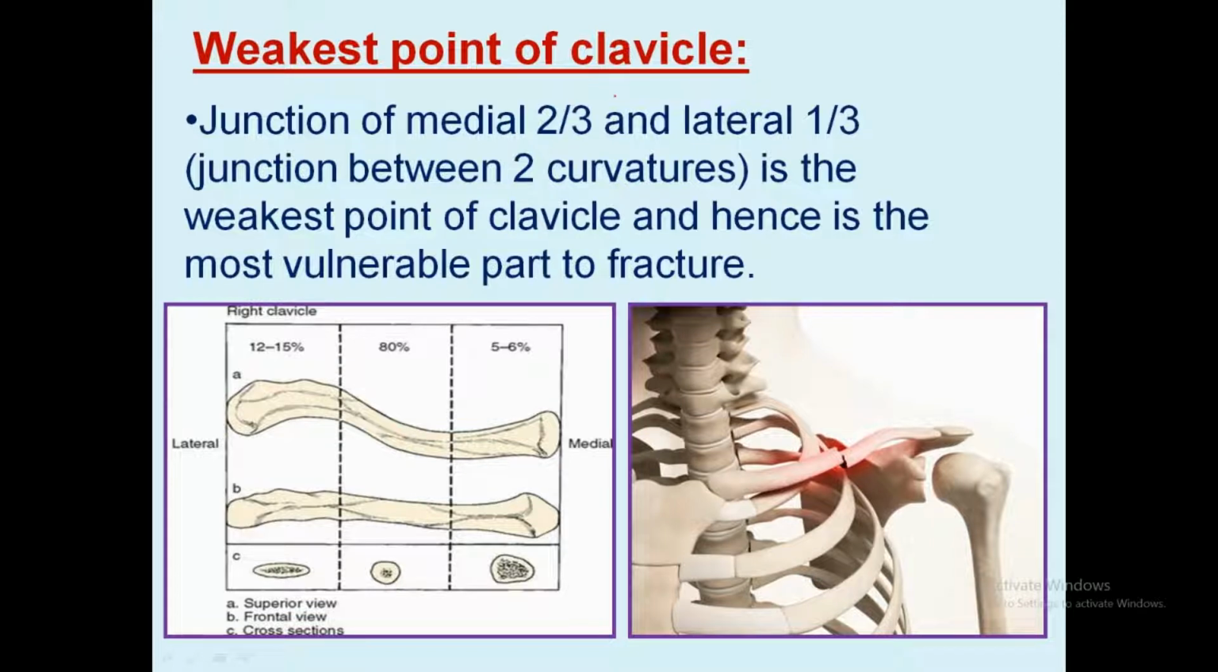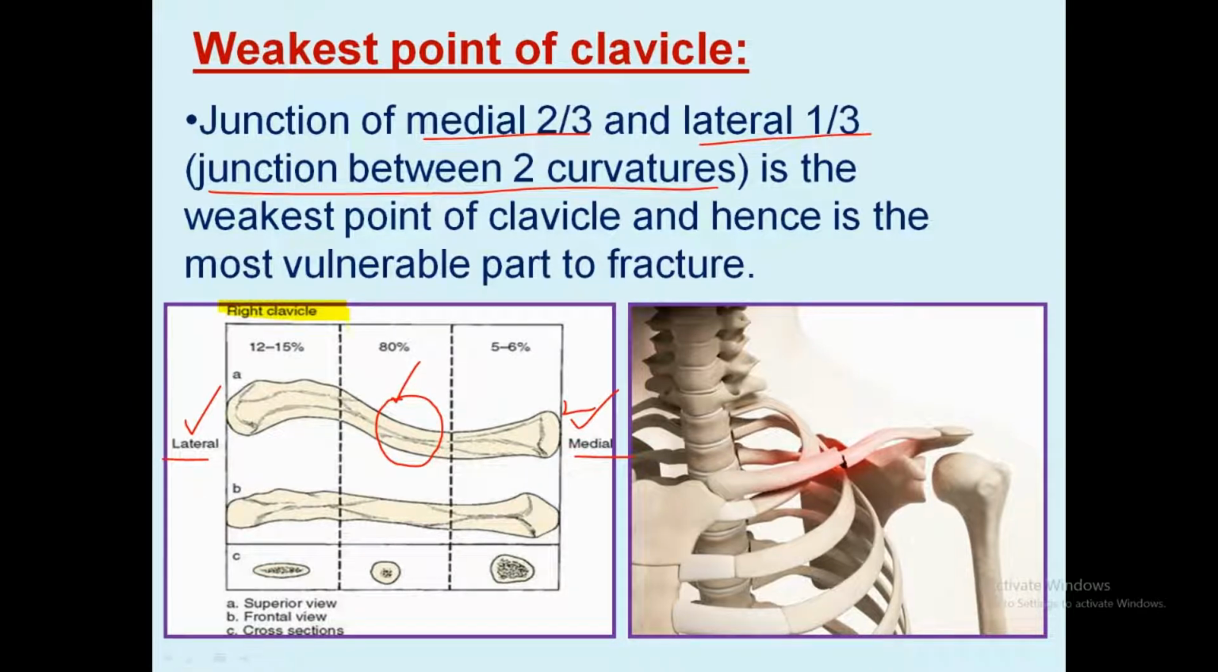So weakest point of the clavicle எதுனா it is the junction between the two curvatures. அதாவது the junction between the medial two-third and the lateral one-third. Okay, medial two-third and the lateral one-third. So this junction, it is the weakest point of the clavicle and it is the most vulnerable part of the fracture.